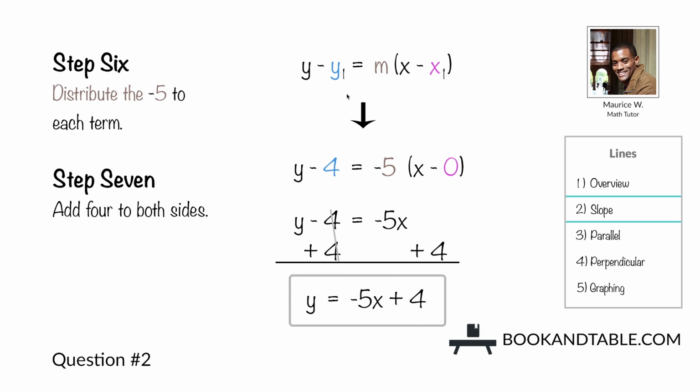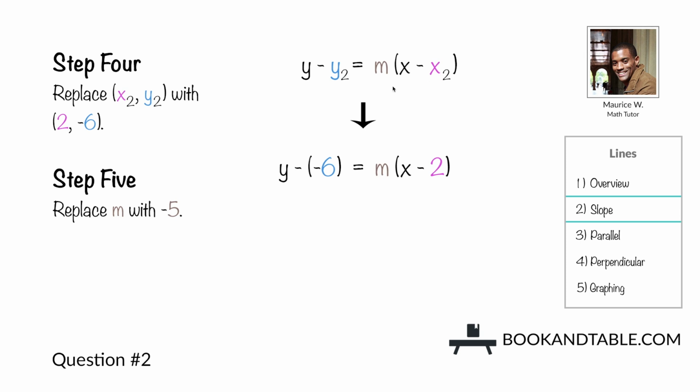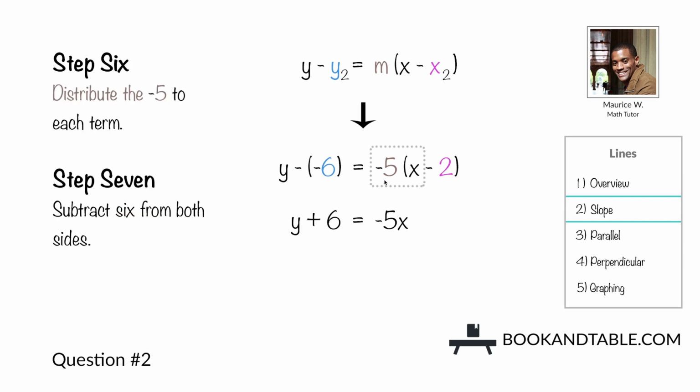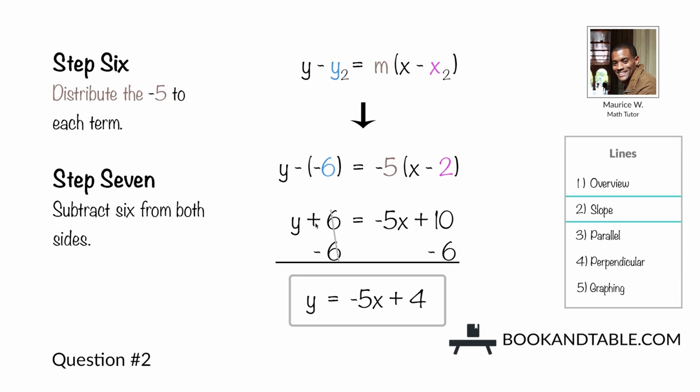If you use the second point instead of the first point, you'll also get this same equation. So if you replaced x2 and y2 with 2 and negative 6, you would have gotten y minus negative 6 is equal to m times x minus 2. You replace m with the slope of negative 5. And now you'll want to distribute this negative 5 to the x and the negative 2. So that's step 6. Negative 5 times x is negative 5x. Negative 5 times negative 2 is positive 10. So we wind up with y minus negative 6, which becomes y plus 6, is equal to negative 5x plus 10. We want to subtract 6 from both sides to get rid of this positive 6. So we wind up with y is equal to negative 5x plus 4.